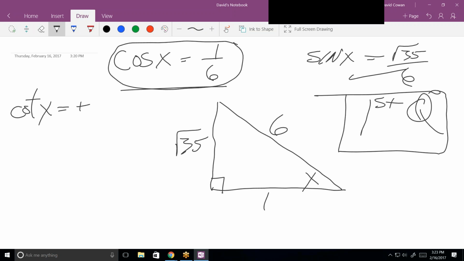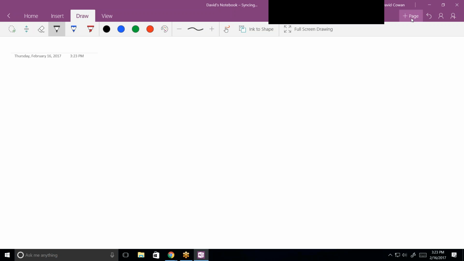Okay. What's the cotangent? The cotangent is going to be 1 over root 35. And you're fine with not rationalizing the denominators? Yeah. Okay. I like that a lot. All right. What else you got?